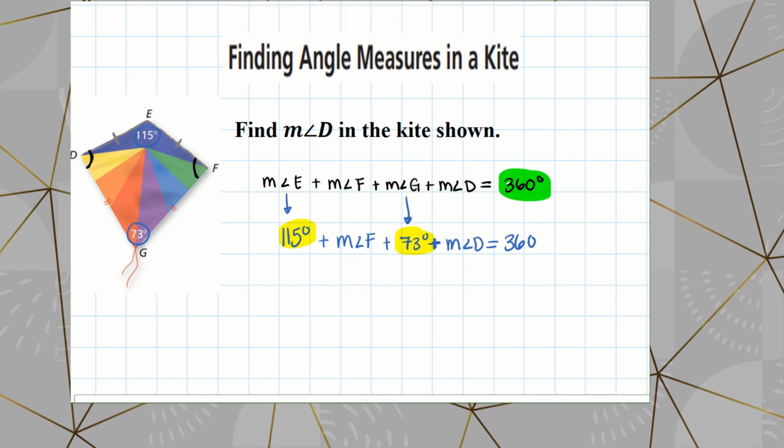Just like you would normally solve equations, we're going to go ahead and combine our like terms. So our constants, 115 and 73, will give you a total of 188. And then the other measurements, I'm just going to rewrite them because I don't know what their measurements are. Then we're going to use inverse operations, so we're going to subtract 188 from both sides. And that gives you 172.